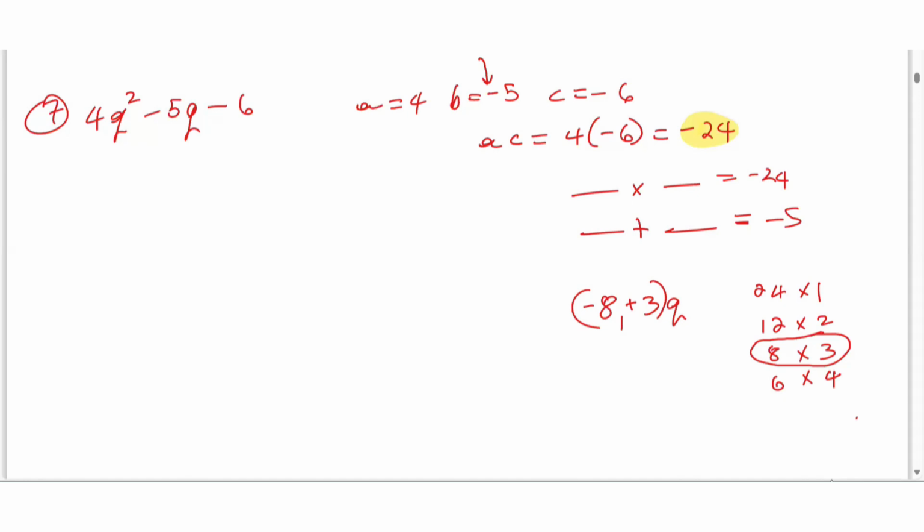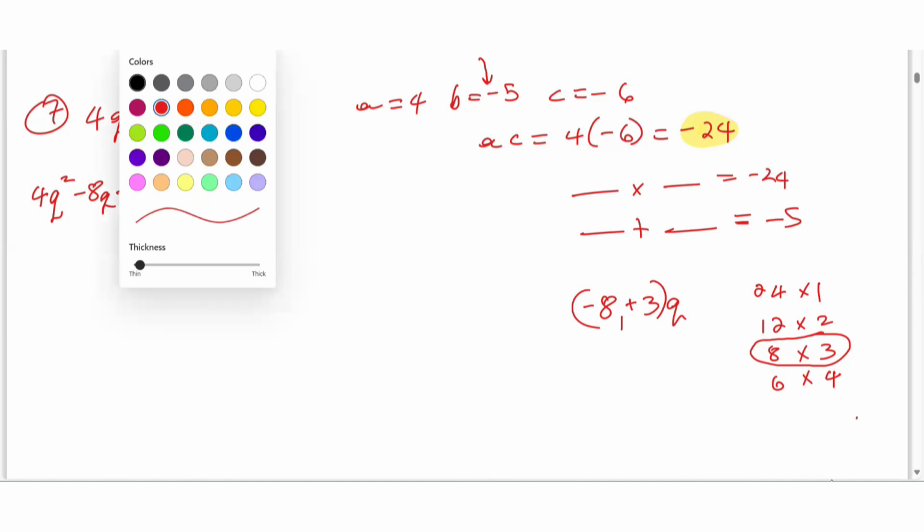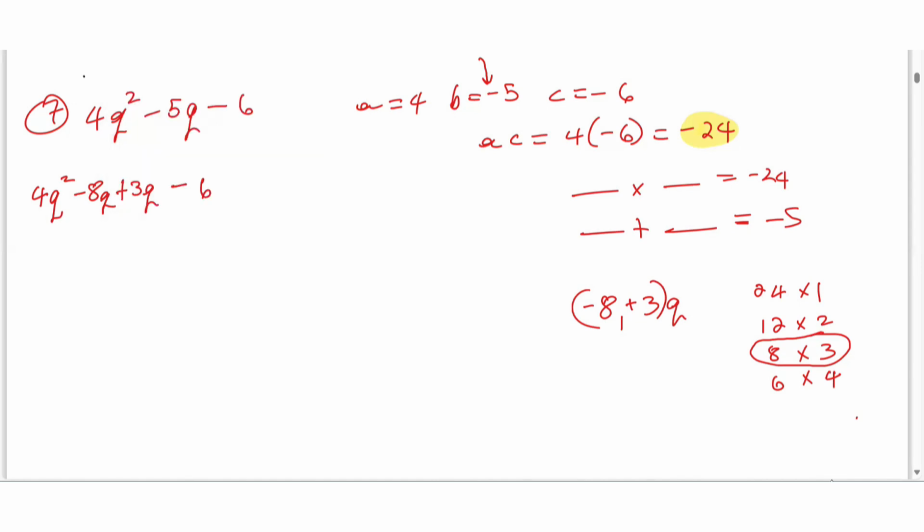So let's come to our left side here. So we have 4q squared. Then I'm going to write negative 8 with a q, positive 3 with a q, minus 6. As you could see, I now have 4 terms. Because I have 4 terms, then I can factorize by grouping. So I'm going to group them. The first one, I'm going to call that group 1, and then I'm going to call this group 2.